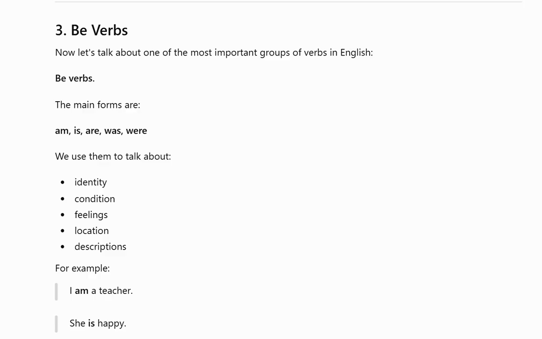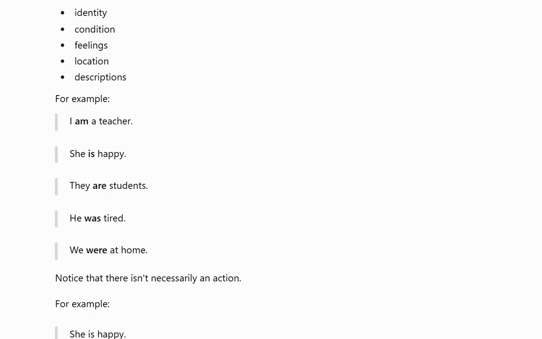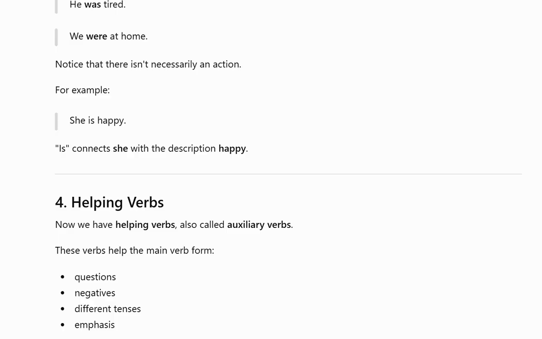Next are be verbs. Now let's talk about one of the most important groups of verbs in English. Be verbs. The main forms are am, is, are, was, were. We use them to talk about identity, condition, feelings, location, descriptions. For example, I am a teacher. She is happy. They are students. He was tired. We were at home. Notice that there isn't necessarily an action. For example, she is happy. Is connects she with the description happy.